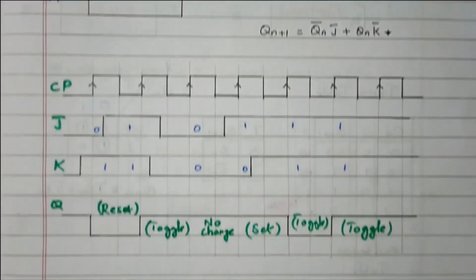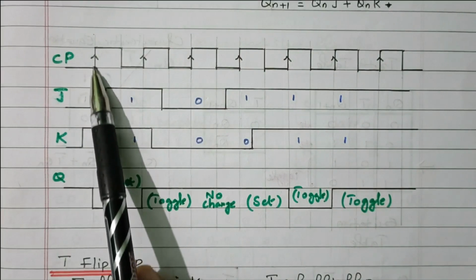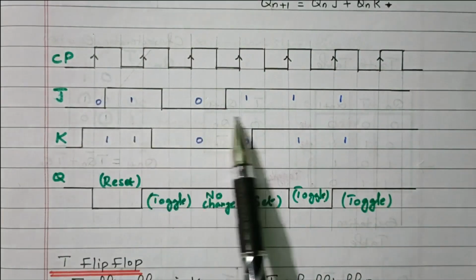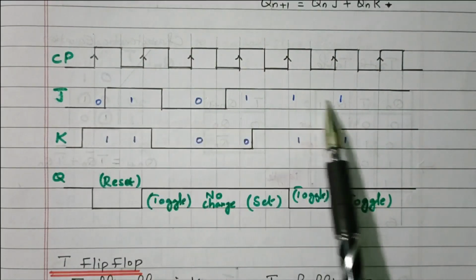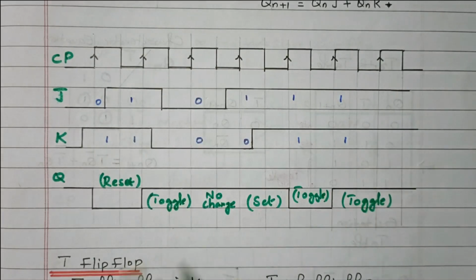Now we'll see the clock pulse. This is called positive edge triggered. Whenever it changes from 0 to 1, the process will be executed. So this is the J value and this is the K value, what we discussed in the truth table. So this is reset, toggle, no change, set, toggle and toggle. It just keeps on changing. It is purely based on what we discussed in the truth table.